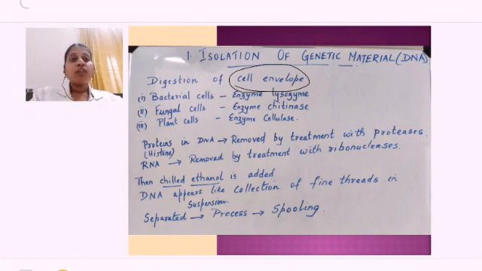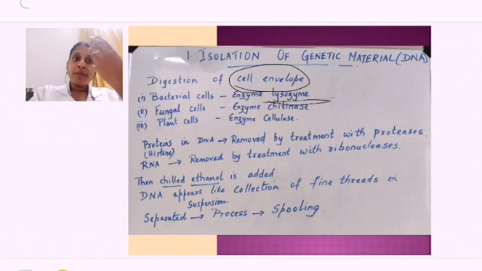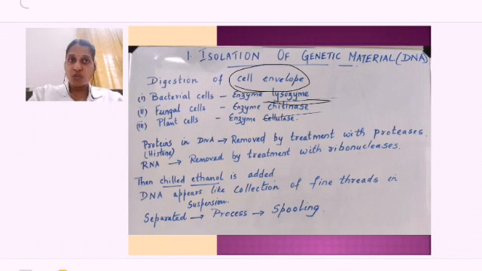For removing, if my gene of interest is present in a bacterial cell, I will be removing the bacterial cell wall with the help of an enzyme called lysozyme. So when enzyme lysozyme is added in the medium, the bacterial cell wall will dissolve, will get digested by the enzyme lysozyme. Now if it is a fungal cell, I will be using what? Chitinase is the enzyme which I will be using. So when chitinase enzyme is put onto the fungal cell, the cell wall will disintegrate, will dissolve.